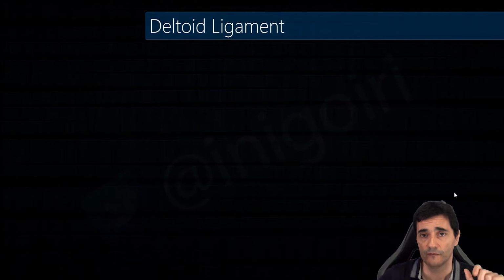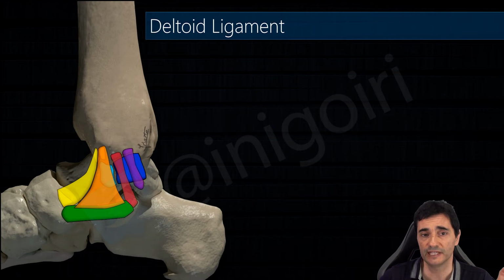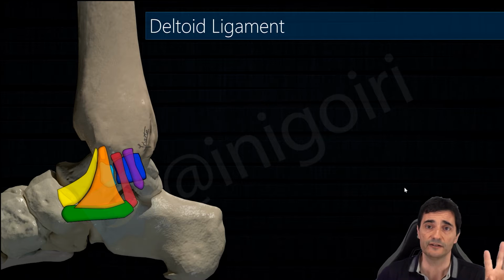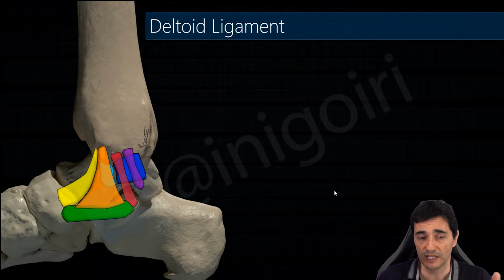My name is Inigo Iri and I'm going to show you now the medial ligamentary complex of the ankle and its ultrasound view. First we will remember the anatomy of the deltoid ligament very briefly. Two layers, a deep layer and a superficial layer.